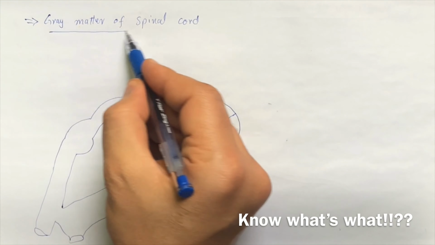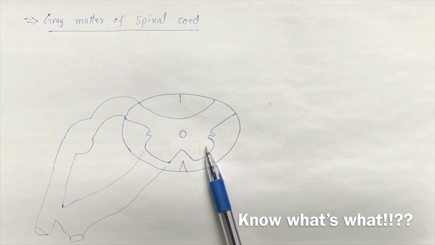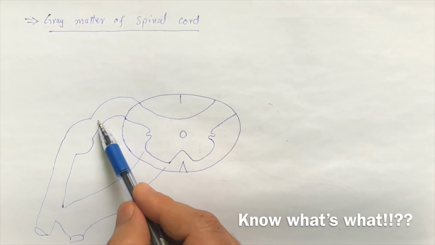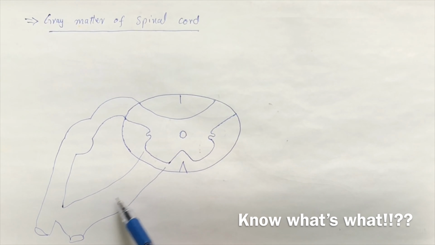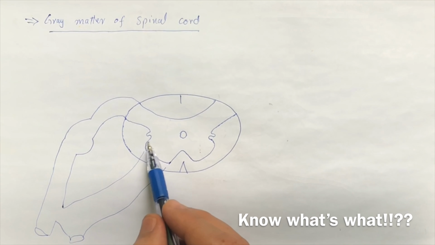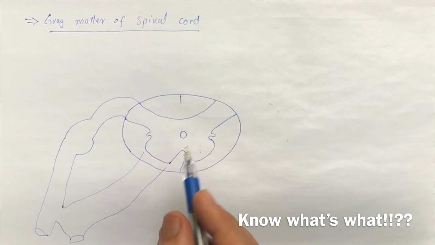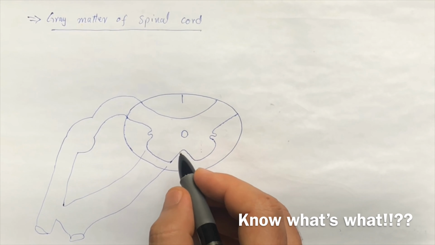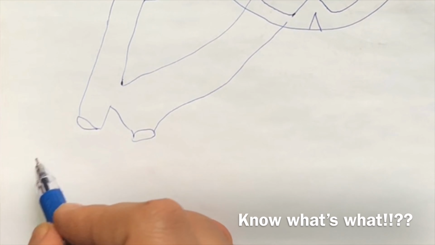Hi, in this video we are going to talk about the gray matter of the spinal cord. It has the ventral column and the dorsal column with the dorsal spinal nerve roots and the ventral spinal nerve roots, okay? So the ventral columns will send the motor supply, right?